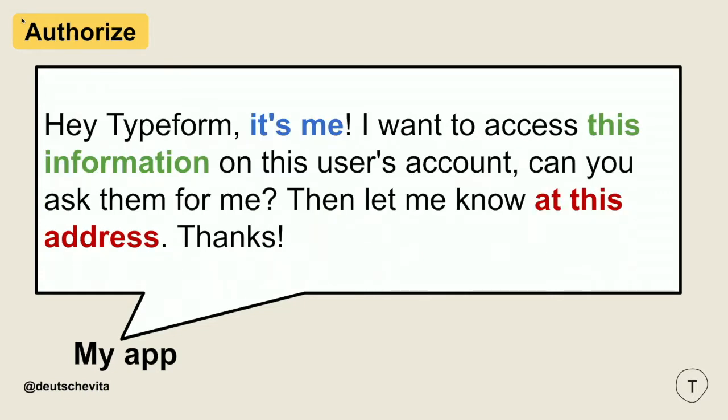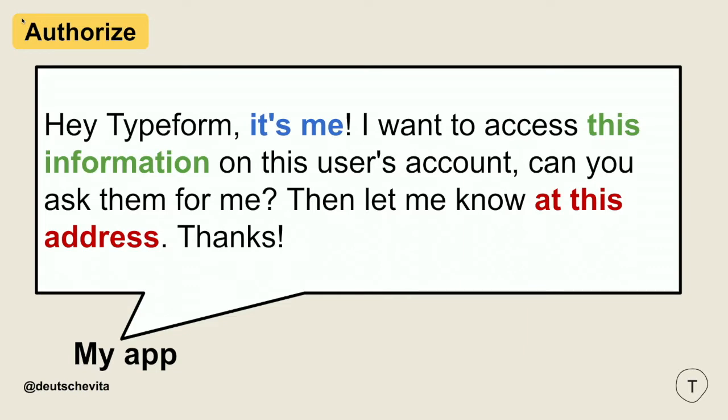So what this link represents is something like this. My app is saying, hey Typeform, it's me. I want to access this information on this user's account. Can you ask them for me? And then let me know at this address, thank you. So what we can identify from this conversation is that my application is identifying itself with its client ID, which is going through a public channel like the browser. It's also repeating the redirect URI for verification purposes, so that Typeform can check if it's the same one that got registered. And it's also saying which information it wants access to.